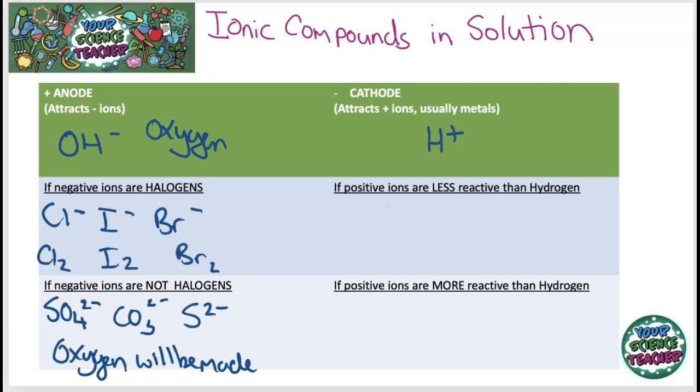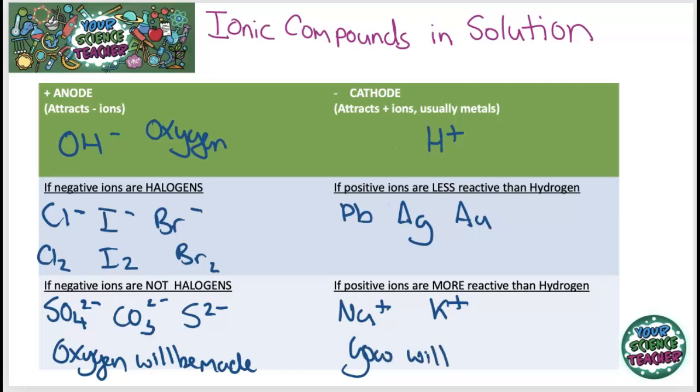Now at the cathode, if the positive ions are less reactive than hydrogen, that is what you are going to make. So for example, if you've got lead, which is incredibly unreactive, or silver, or gold, then that is what you will make at your cathode. However, if your positive ions are very reactive, for example, if you've got something like sodium or potassium, you will make hydrogen at this electrode.